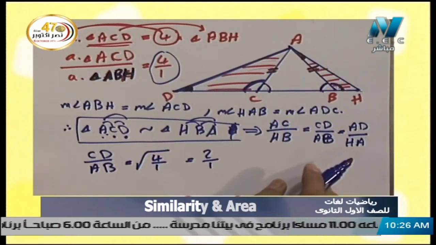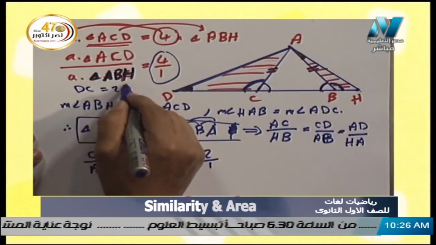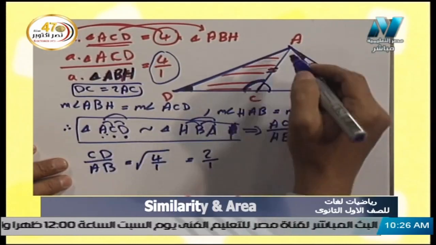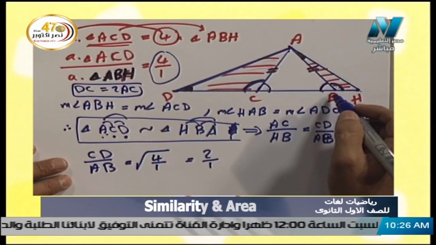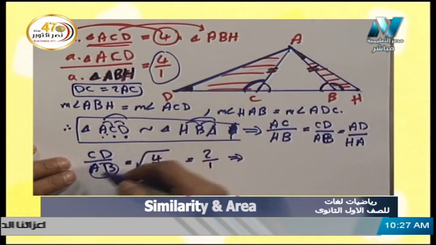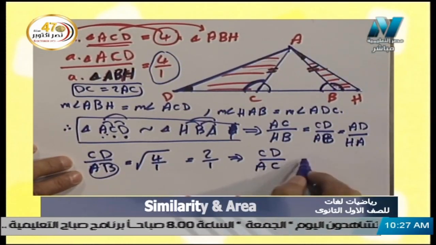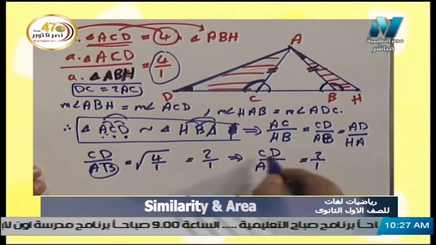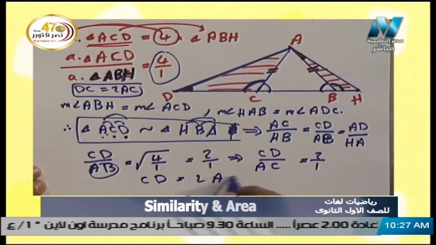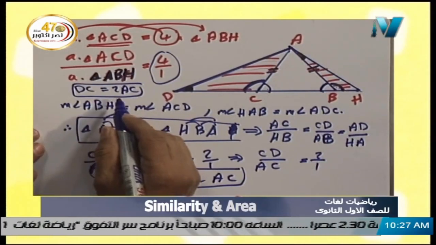Okay, and the request is to prove that DC equals double AC. But we don't have AC here, but we know that AC equals AB from the given. So we can replace AB by AC. So CD over AC equals 2 over 1. And by using cross multiplication, CD multiplied by 1 equals CD, equals 2 multiplied by AC. And now we have proved the request, which is DC equals double AC.